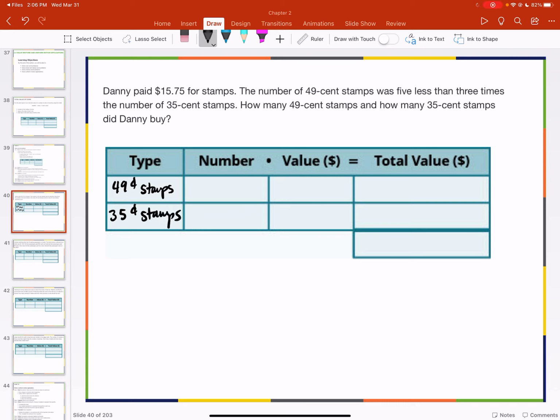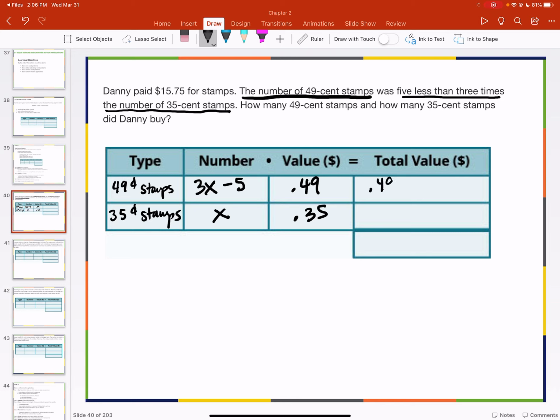Now, we don't know which is which, but we do have this sentence that says the number of 49-cent stamps was, which is another way of saying is, 5 less than 3 times the number of 35-cent stamps. So if we let 35-cent stamps be X, 49-cent stamps would be 5 less than 3 times X. The value in this case is 49 cents, and this one is 35. So it's similar to coins in that we have the number, value, and total value. To get the total value, we multiply across.